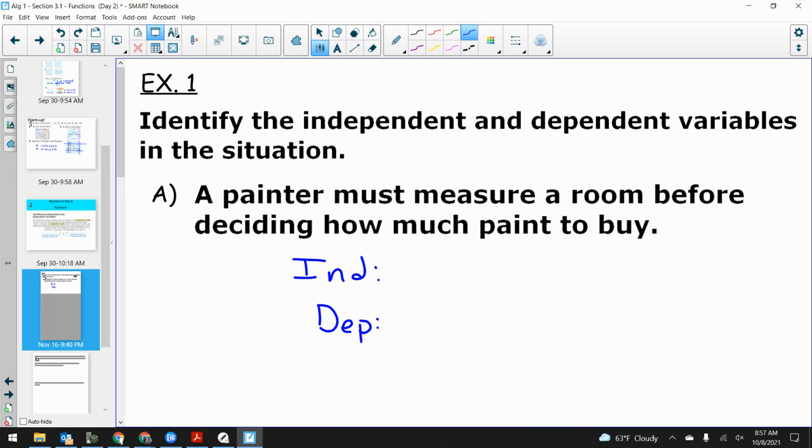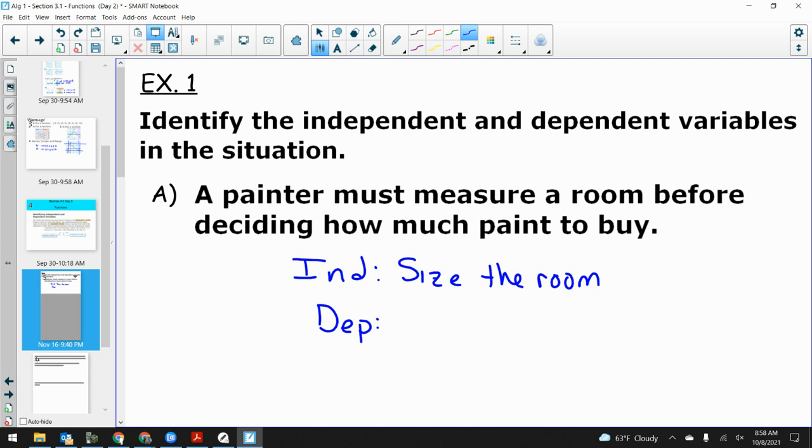How much paint you use? How big the room is. That's my independent variable: size of the room. And please reference something numerical.